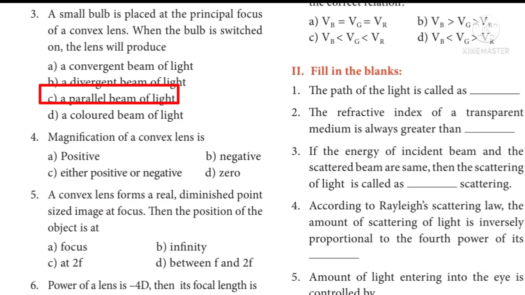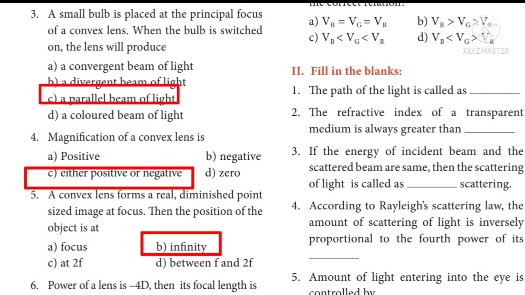Fourth question: magnification of a convex lens is options: A, positive; B, negative; C, either positive or negative; D, zero. The correct answer is option C, either positive or negative. Fifth question: a convex lens forms a real, point-sized image at focus. Then the position of the object is options: A, focus; B, infinity; C, at 2F; D, between F and 2F. The correct answer is option B, infinity.